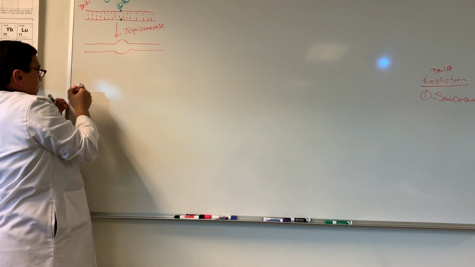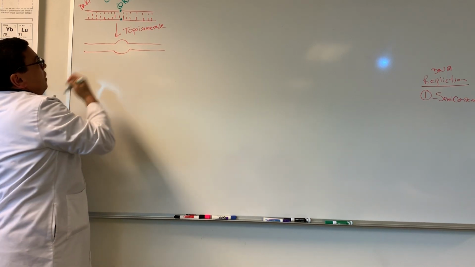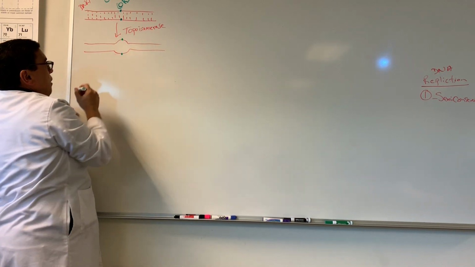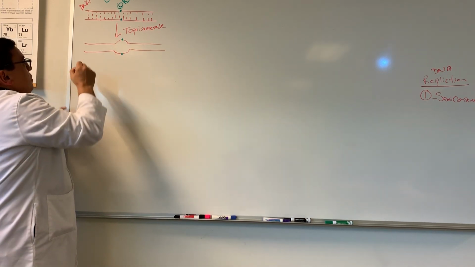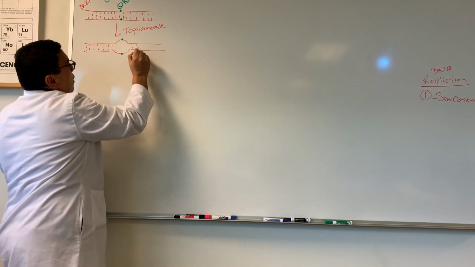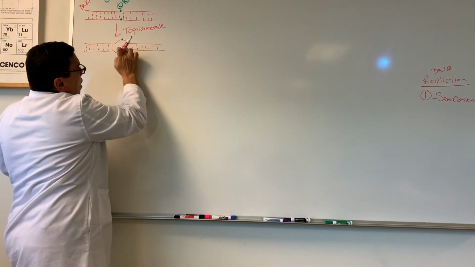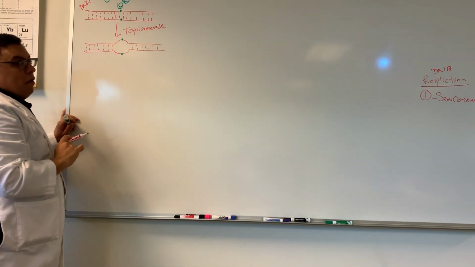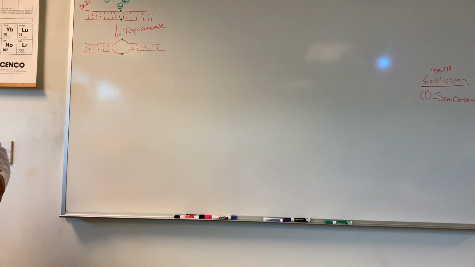Not very good at that. Not a good artist here. It will look like that. And you'll still have the hydrogen bonds. That's fine. But you won't have the hydrogen bonds here in the origin of replication. Why? Because topoisomerase broke those.